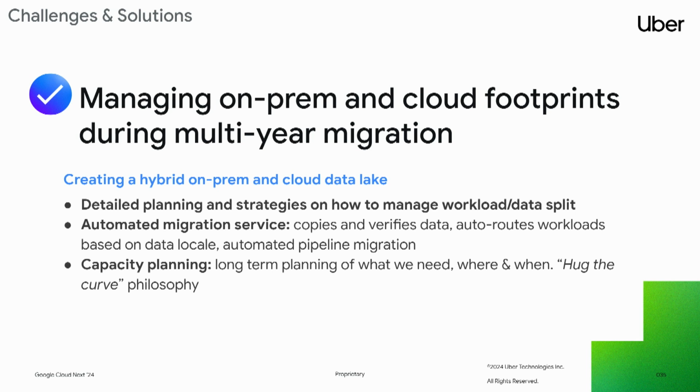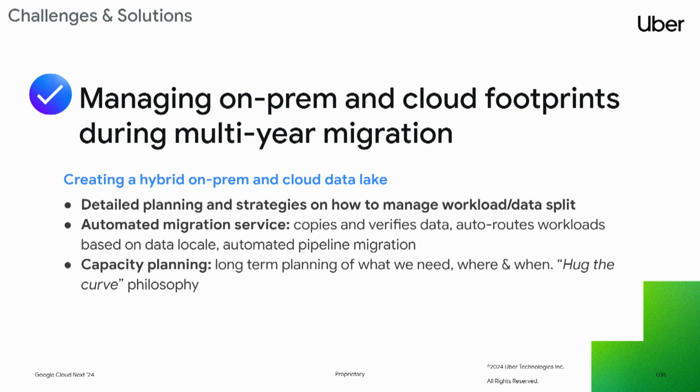And the last big challenge I'll talk about is how are we going to do this multi-year migration while maintaining an on-prem and a cloud footprint. So the first thing is we had to do a lot of detailed planning to ensure the optimal pairing of storage and compute workloads so that we had local reads and writes. We created a new service that not only automatically copies and verifies data between on-prem and cloud, but also proxies workloads based on the location of the data they require. So that as we're onboarding more and more to cloud, where workloads are running and where their data resides is transparent to users of the platform.